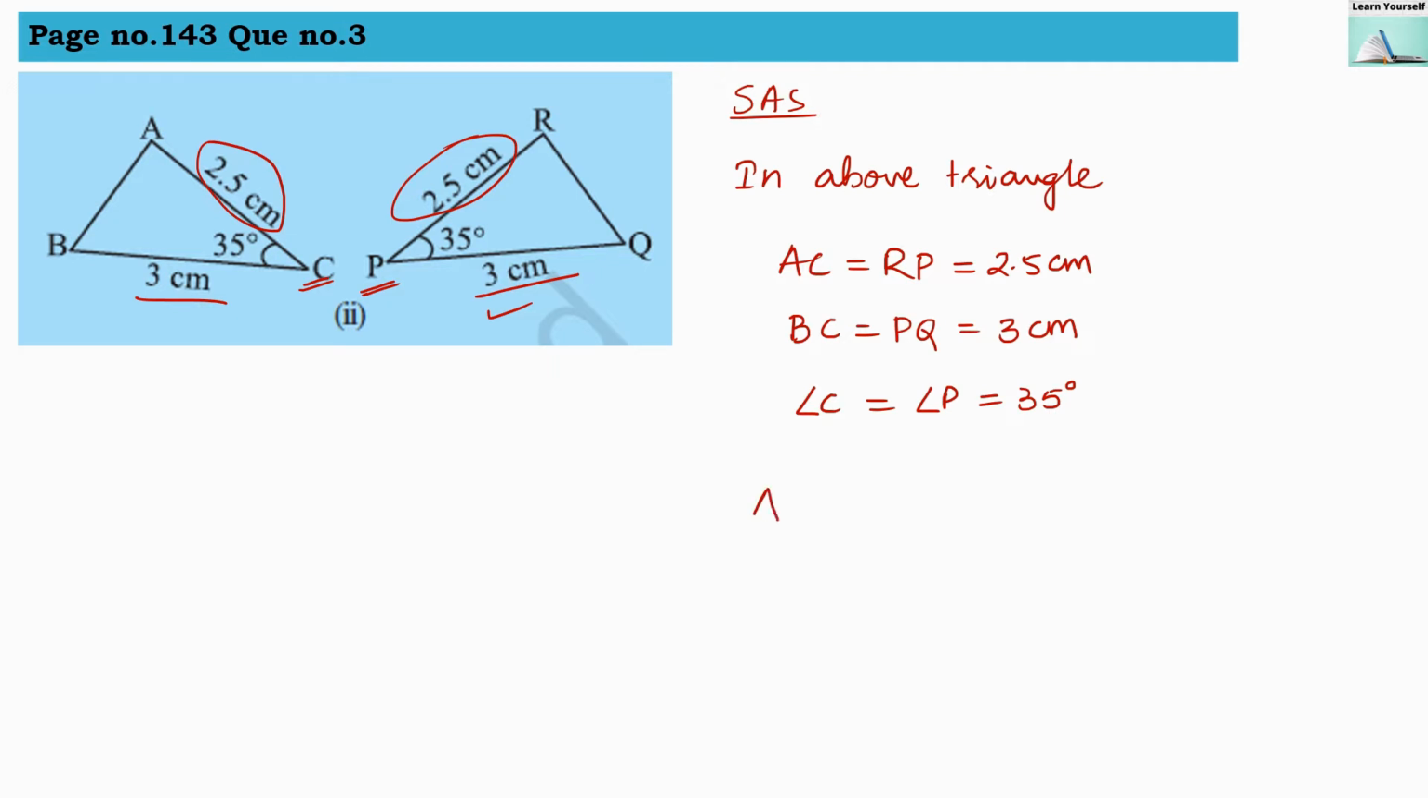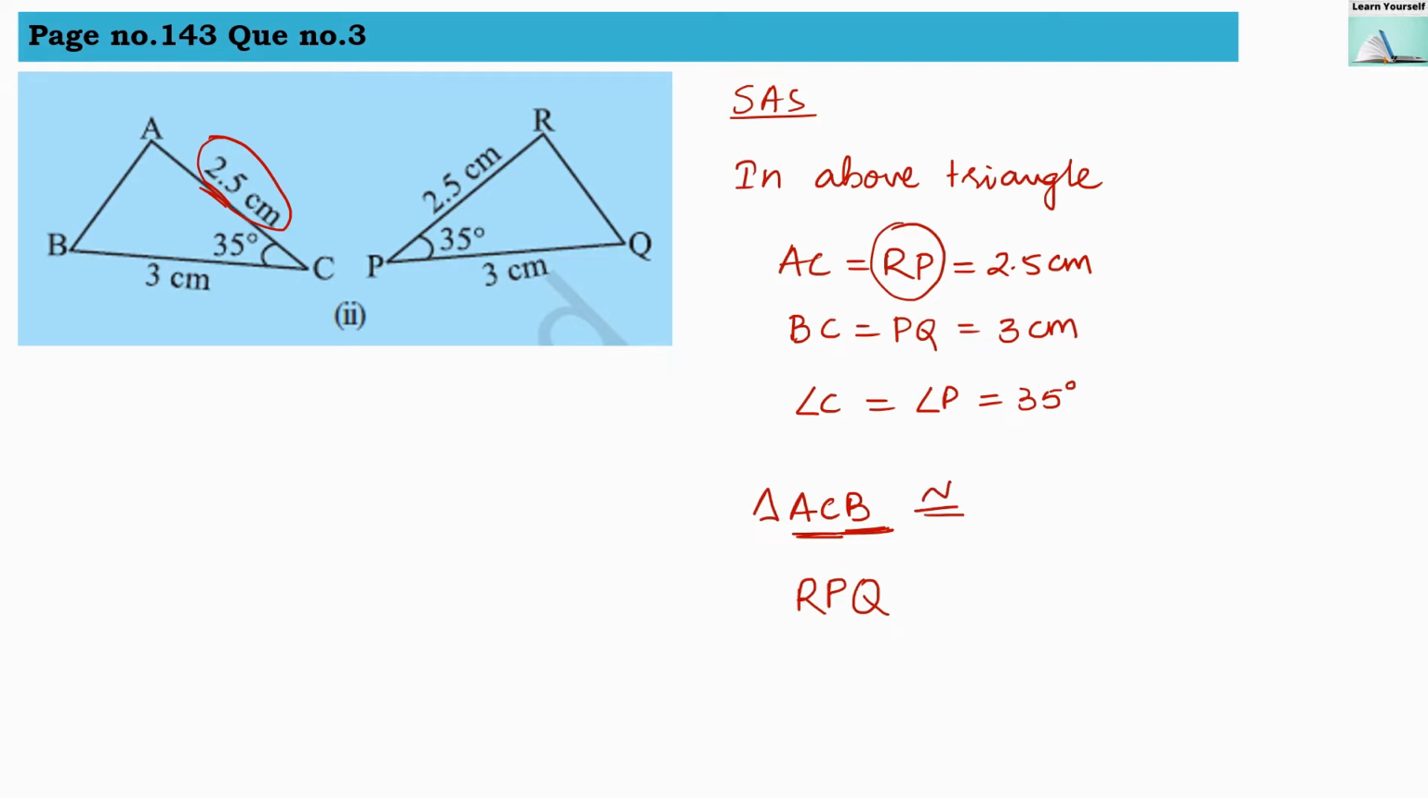Now how are we going to write the name? So triangle A, C and B. First I am taking the side which has a measure of 2.5 centimeters. So AC corresponds to which side here? It corresponds to RP. So I am going to write here RP. Now the next side is CB. So CB corresponds to PQ. So P is already here, so I am going to write here Q. So RPQ will be the name of our triangle. So triangle ACB is congruent with triangle RPQ. Now let us check whether our name is correct or not. Here angle C is there. It corresponds to P. So yes, our name is correct. We can write the answer here that as per SAS criteria, both triangles are congruent.